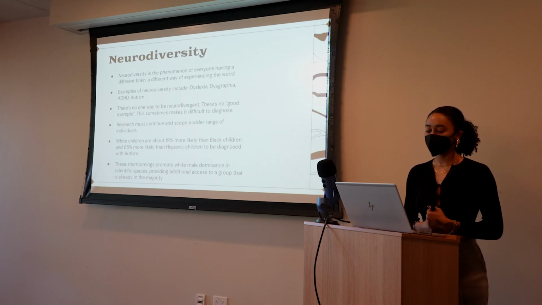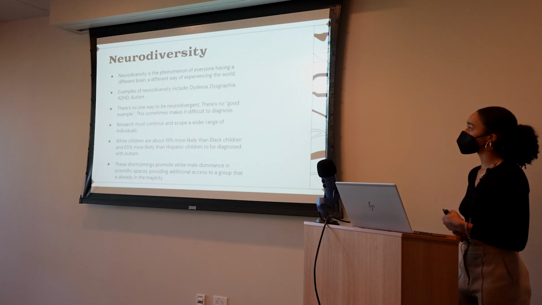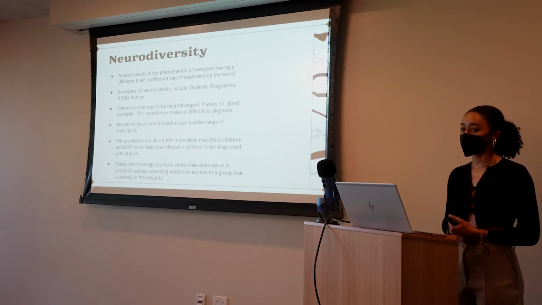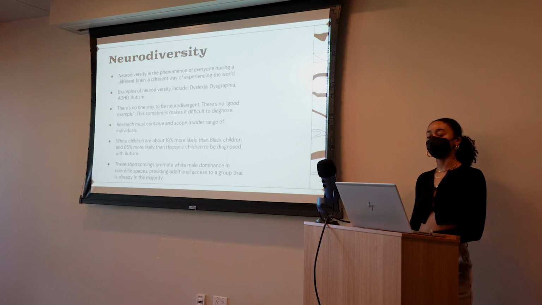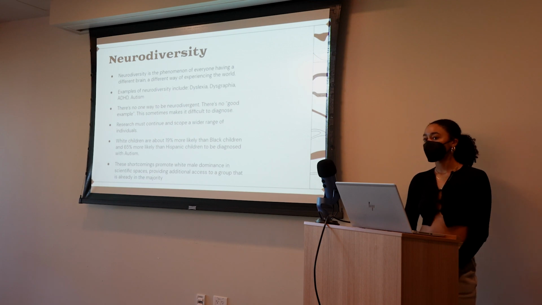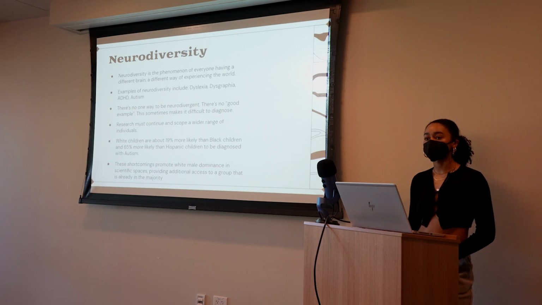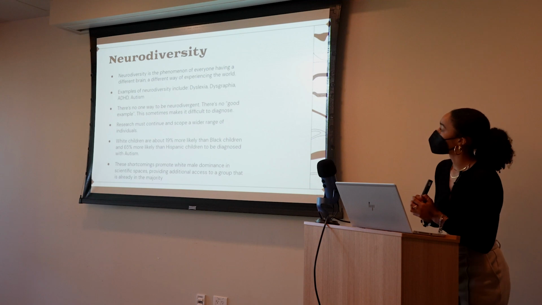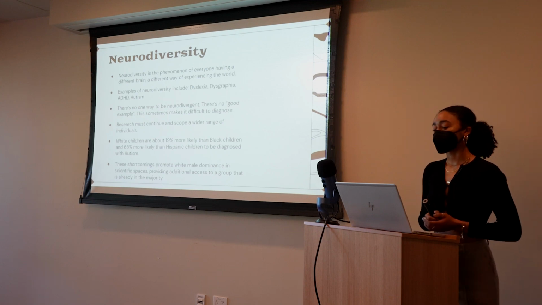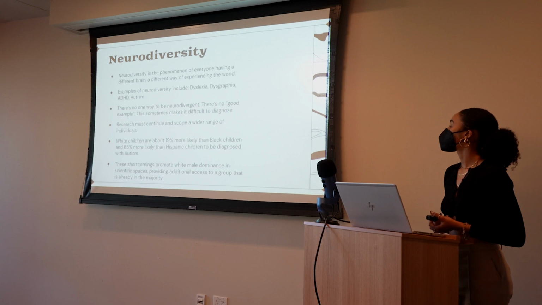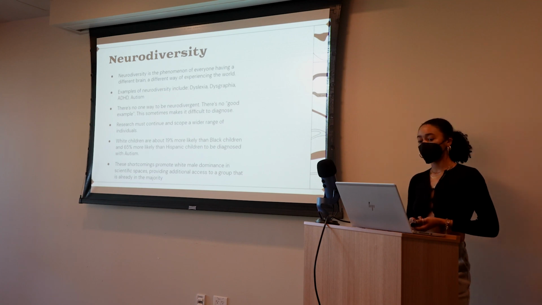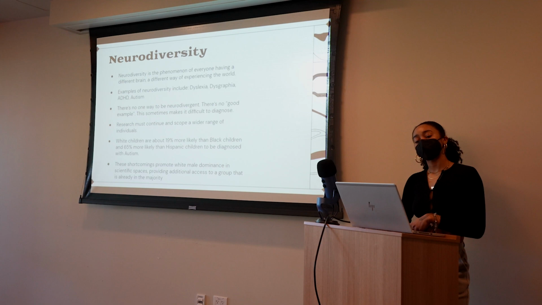So neurodiversity is the phenomenon that everyone has a different way of experiencing the world. I'd like to also mention that with science, especially with astronomy and physics, perception is everything. How you see a phenomenon that's happening can sometimes actually shape what happens. So we'll see that in my later slides. Examples of neurodiversity include dyslexia, dysgraphia, ADHD, and autism, which I will be focusing mostly on. And there's no one way to be neurodivergent.